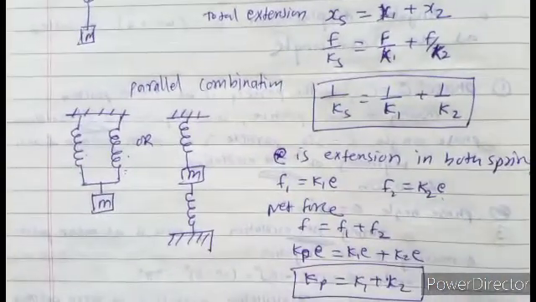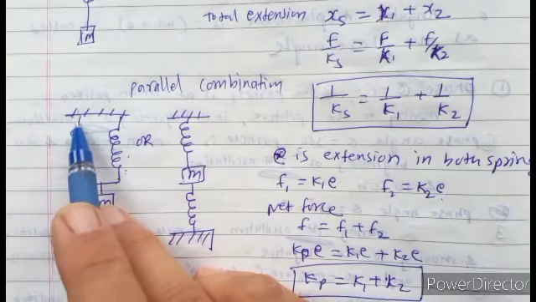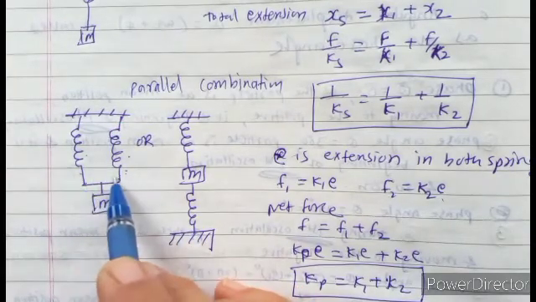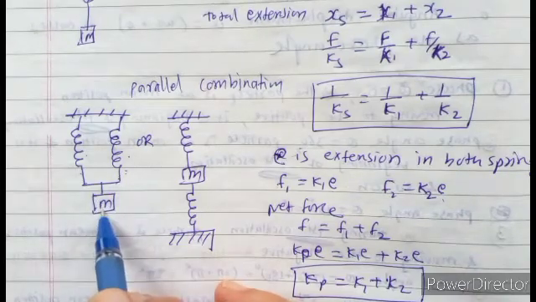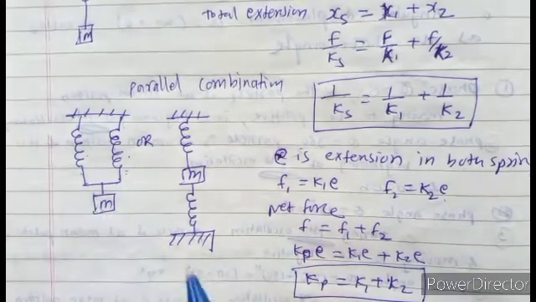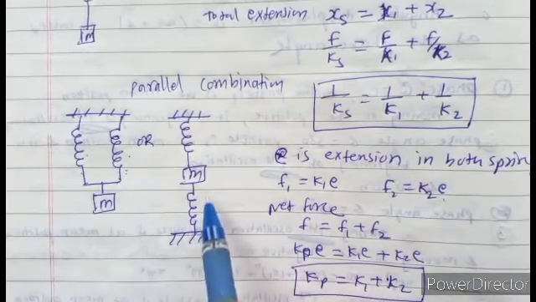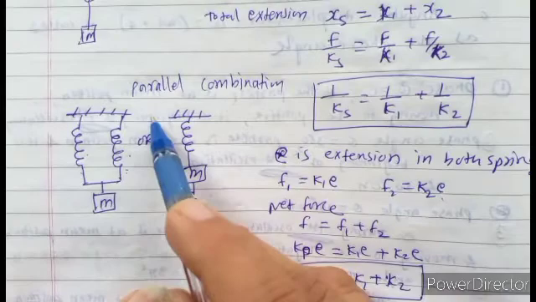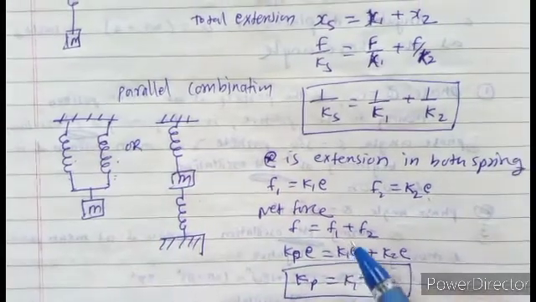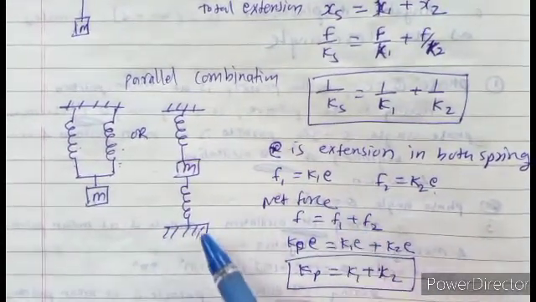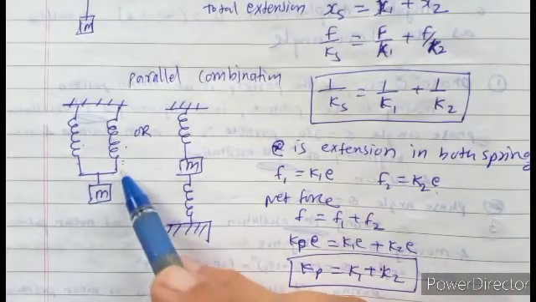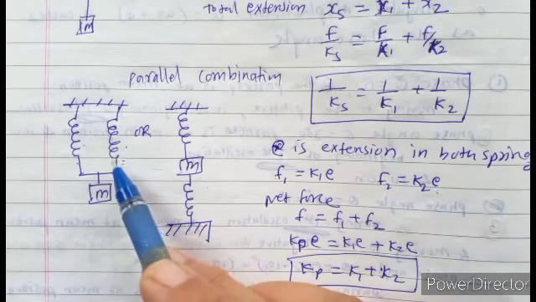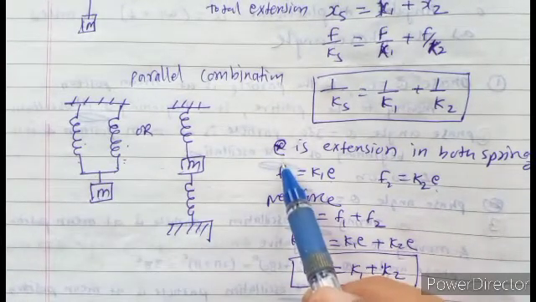Of two springs. So two springs, one end of both the springs connected to the rigid support, the other end of both the springs connected together and mass m is attached, called a parallel combination. This may be shown in this way also. It is also a parallel combination. If you take it upside and join here, then it looks like this. Here mass is attached to the end of both the springs, so the extension present in both the springs is the same and is denoted by E.